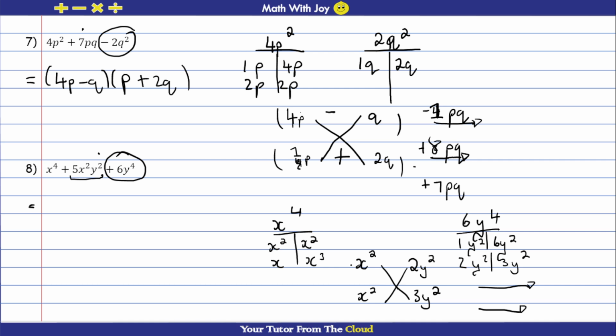Now cross multiply. 1 times 3 is 3. x squared times y squared is x squared y squared. x squared times y squared, we get 2x squared y squared. Now we look at the c value. They must both have the same sign as the middle term, so I have a plus plus, and that's going to give us 5x squared y squared. So I have my brackets now. These are the brackets that we want to write down. So I'm going to write down x squared plus 2y squared. Okay, then I have x squared plus 3y squared.